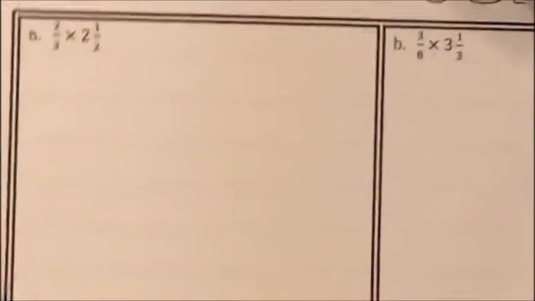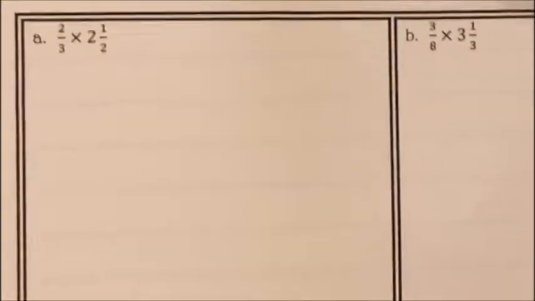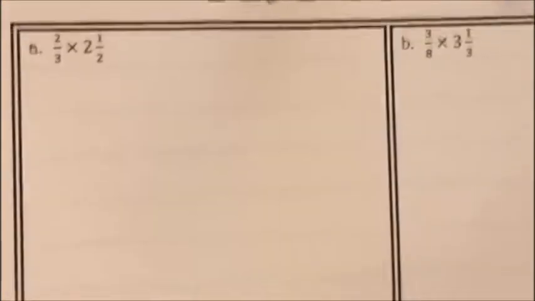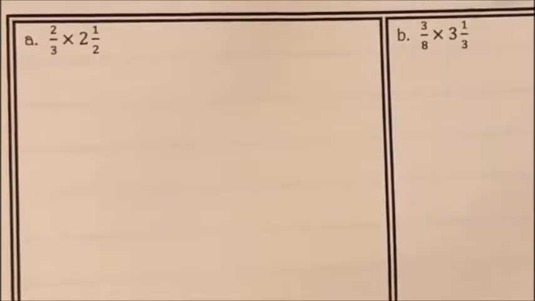There are 4 try-it problems on page 75. Go ahead, pause the video, try them out, and when you're done, we will go over the answers together. All right, now that you've tried out the try-it problems, let's go over the answers together.